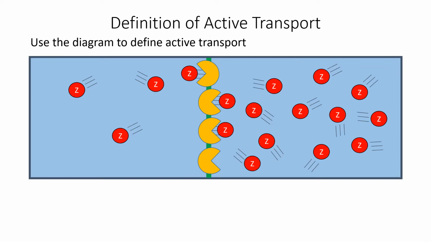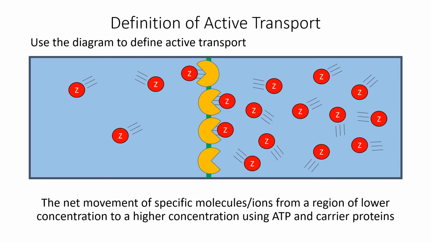So active transport is the net movement of molecules from a region of lower concentration to a region of higher concentration against a concentration gradient, and this requires ATP and the use of carrier proteins. And if you're not sure what carrier proteins are, go and have a look at the A-level presentation on the structure of the cell surface membrane.